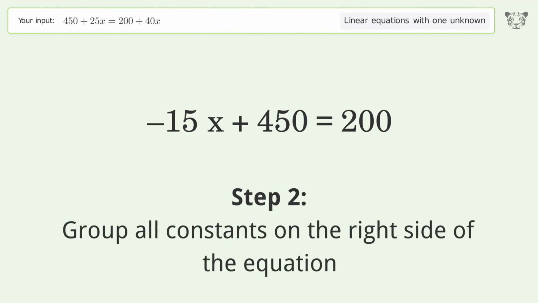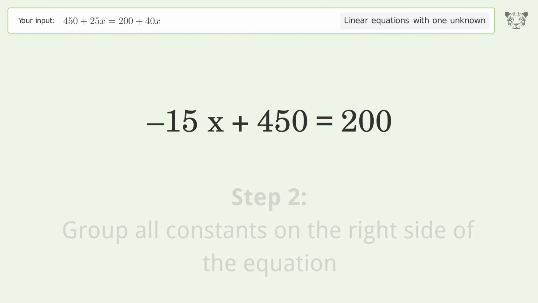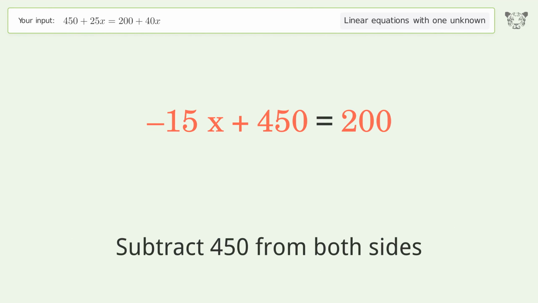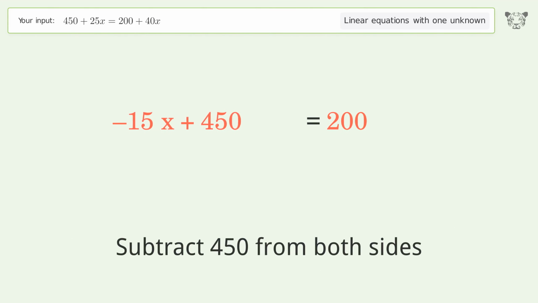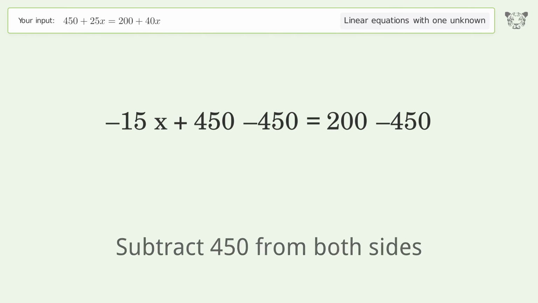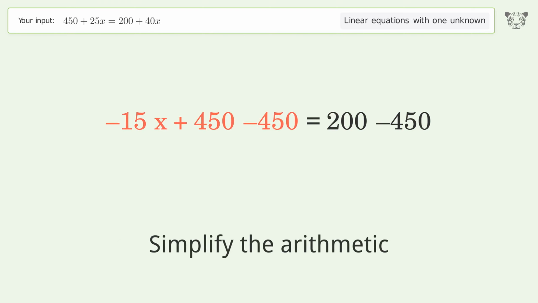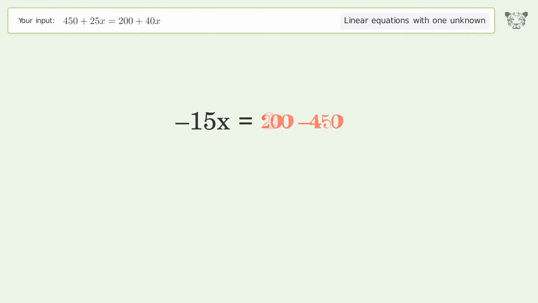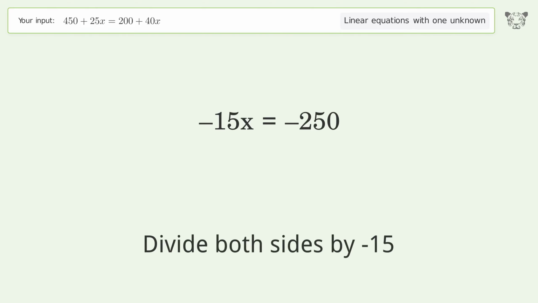Group all constants on the right side of the equation. Subtract 450 from both sides. Simplify the arithmetic. Isolate the x. Divide both sides by -15.